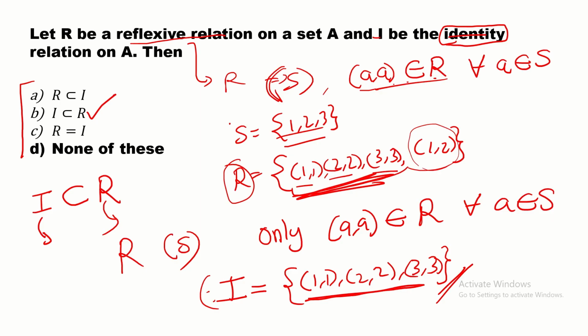A would be wrong because (1,2) belongs to R but (1,2) does not belong to I. So R cannot be a subset of I. And R is not equal to I because, for the same reason, (1,2) does not belong to I but can belong to R. So since B is correct, D is also incorrect. So I is a subset of R is the correct answer for this question.